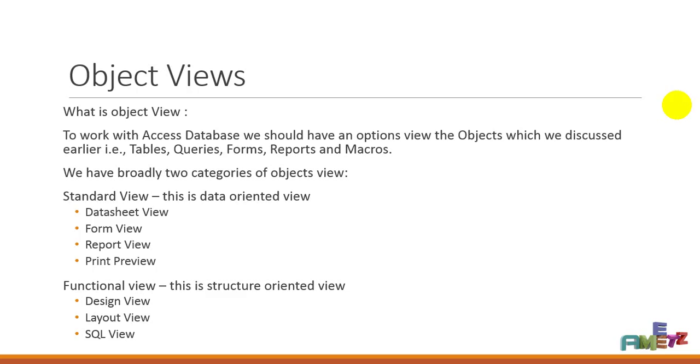So we have broadly two categories of object views. One is standard view. This is basically a data oriented view, that is datasheet view, form view, report view, and print preview. This is a front end view, I would say, because in this we would be directly entering the data and viewing the data and so on. Second is functional view. This is a structure oriented view. That means design view, layout view, and SQL view. This is basically the backend view, wherein we do the designing of the entire database structure, the way you want to see it.